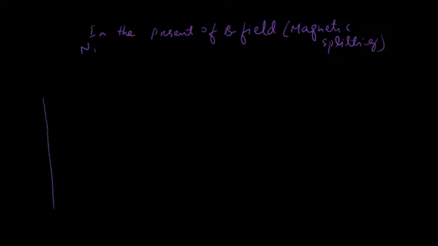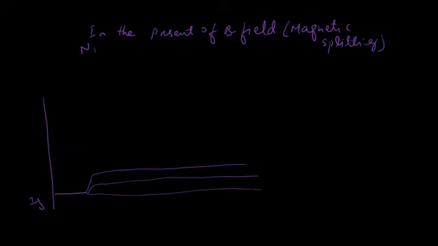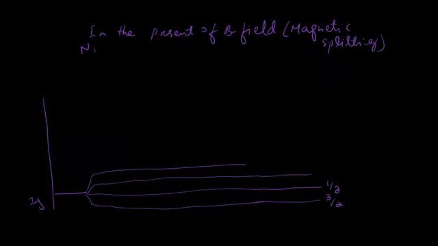In the case of the ground state, there will be further splitting. It will be split into 4 different energy levels. These are the energy levels: plus 3 by 2, plus 1 by 2, minus 1 by 2 and minus 3 by 2.